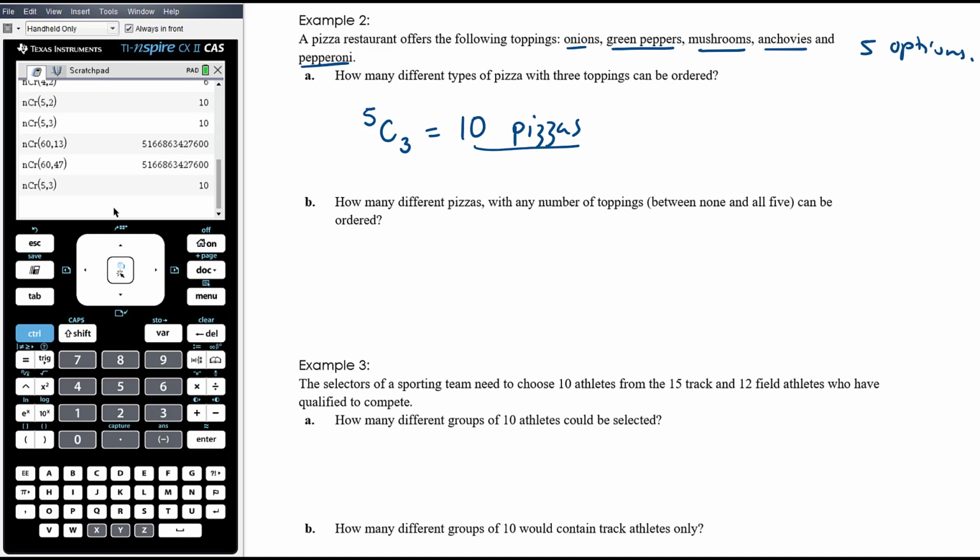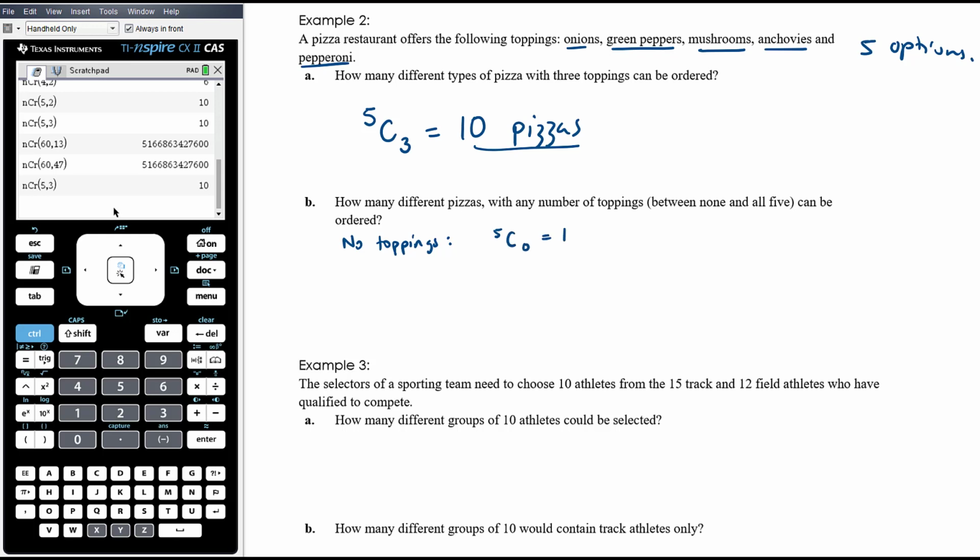ordered? Now I agree that a pizza with no toppings is probably not a pizza, but let's say every pizza has the tomato sauce and the cheese. So therefore a pizza with none of these toppings is just a margherita pizza. So we can have any number of toppings between none and all 5. If we have no toppings, there's going to be 1 pizza. That is 5 choose 0, which is 1.